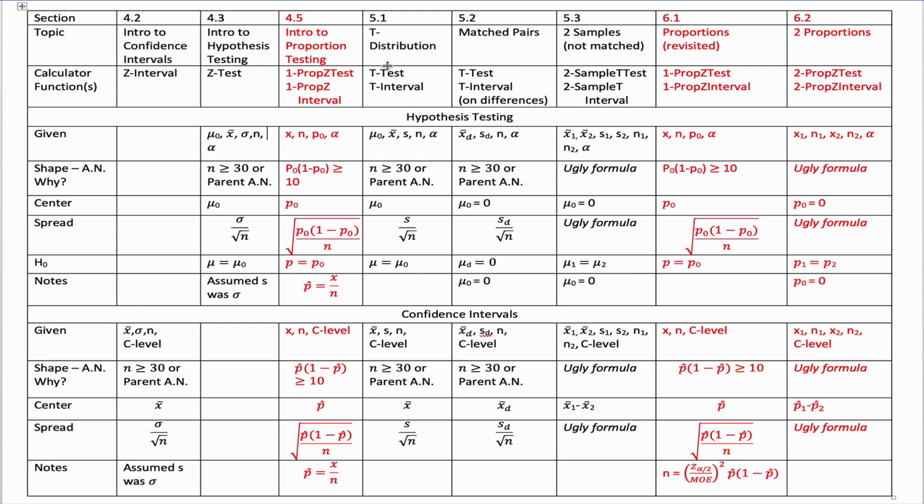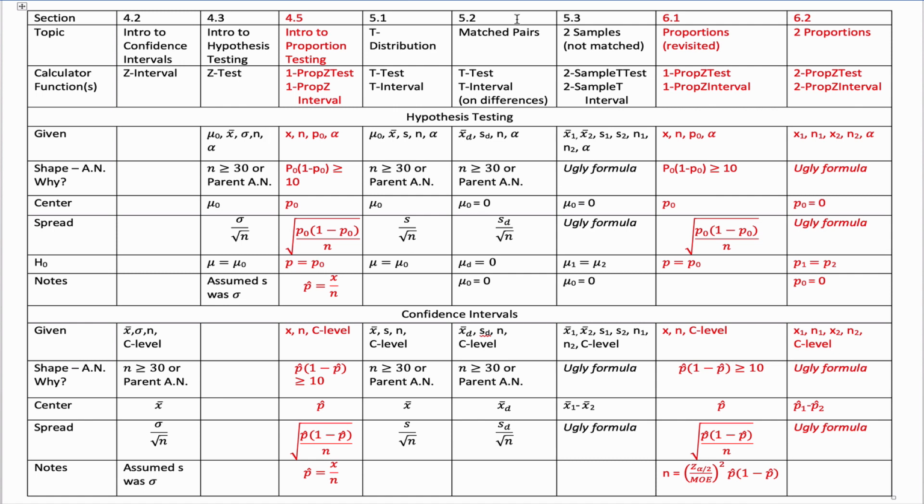When you are in 5.1, not only can you do hypothesis testing, but you can also do confidence intervals. The idea with confidence intervals here is they're almost the same as confidence intervals over here in 4.2. The difference is instead of sigma, we have an s. So your spread, instead of being sigma over root n, is s over root n. And instead of using z interval, I'm going to use t interval. Otherwise, what you see here is the same as what you see here. You still take x bar and put it in the middle, and you still get your upper and lower bounds for your confidence intervals straight out of the calculator function, t interval in this case.